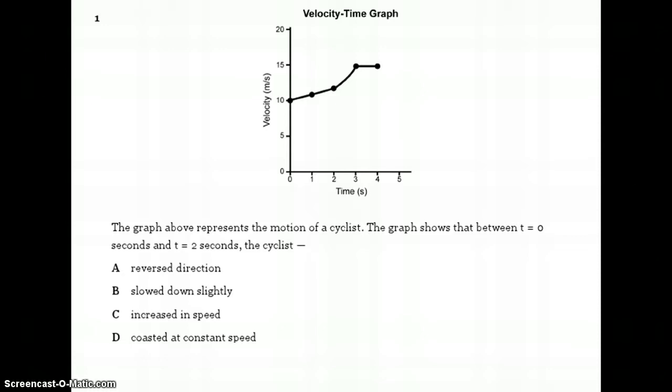Alright, let's go over the responses and the explanations for this fantastically fun worksheet. So the first question you had, the graph above represents the motion of a cyclist. The graph shows that between t equals 0 seconds and t equals 2 seconds, the cyclist is... What do you think? It should be increasing in speed. Because if we look right here, we're seeing the velocity, and over time the velocity is indeed increasing.